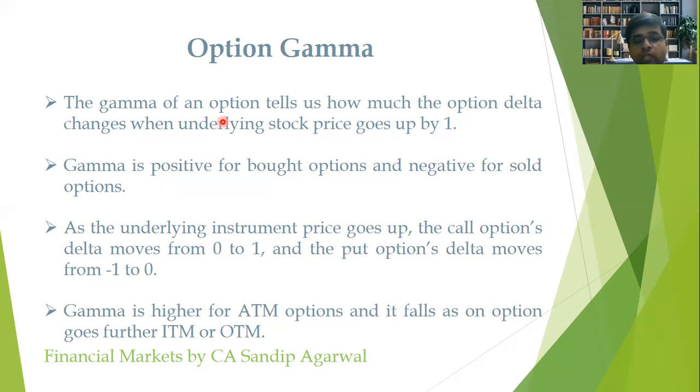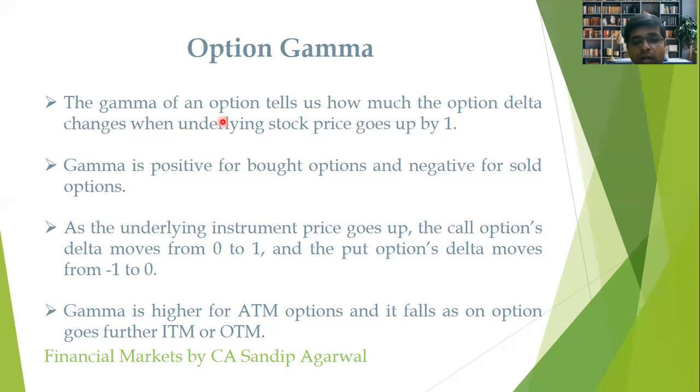Gamma is always positive for the bought options, and it is always negative for the sold options. I have explained in detail about this concept in my previous videos. And whenever the underlying instrument price goes up, the call option's delta will always move closer to 1. It will start moving from 0 upward, and it can go maximum up to 1. Whereas whenever the underlying instrument price goes up, the put option delta will start moving from -1 towards 0. So it can go up to 0.